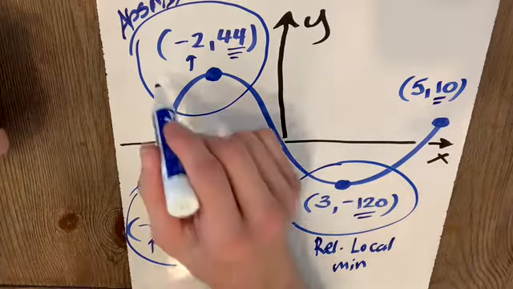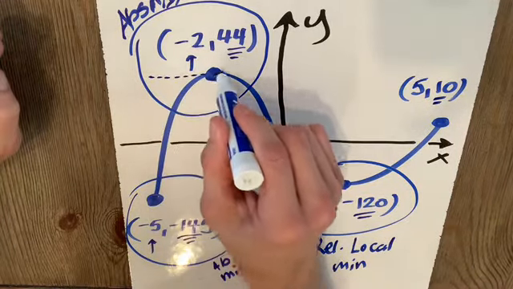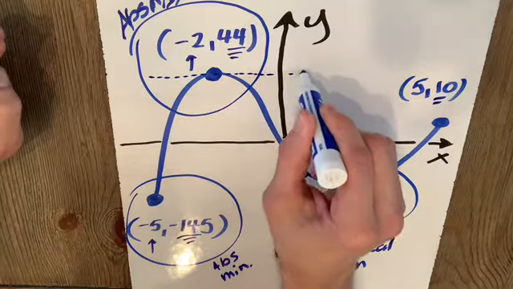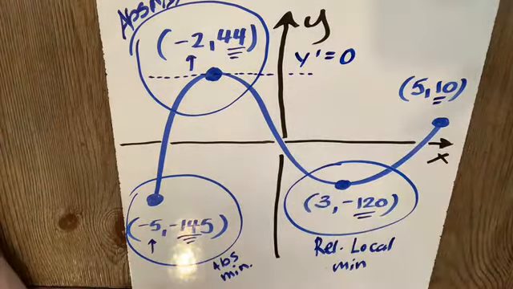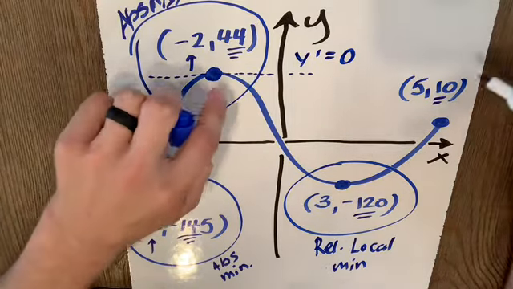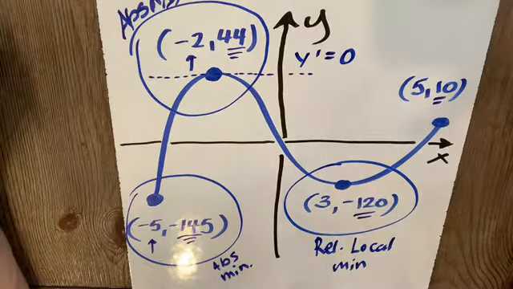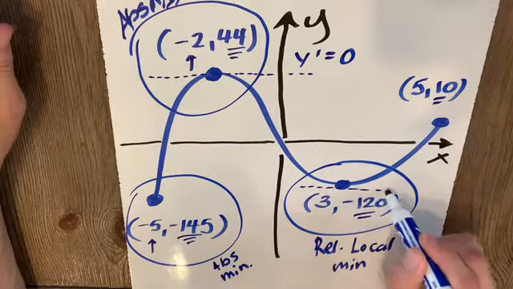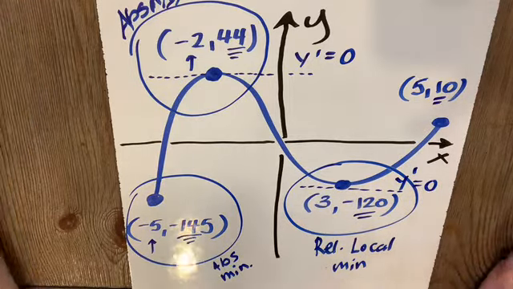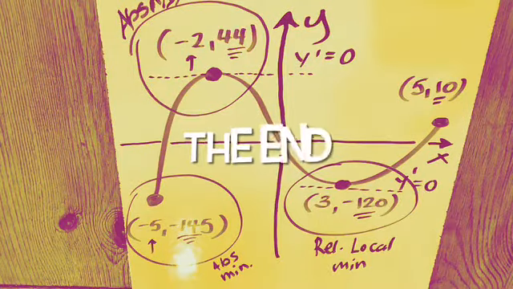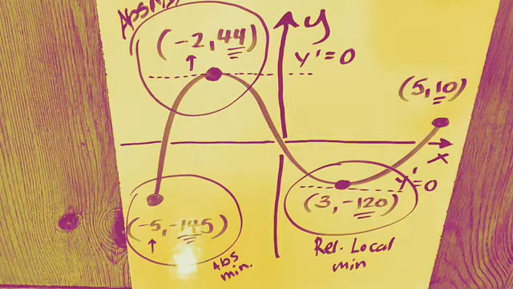Notice, because we have smooth and continuous graphs, our y prime, our slope of the tangent line at the maximum, the top of the mountain, is going to be 0. And also down here, y prime is equal to 0, or the slope of the tangent, or the derivative, the rate of change will be 0 right at that minimum point.